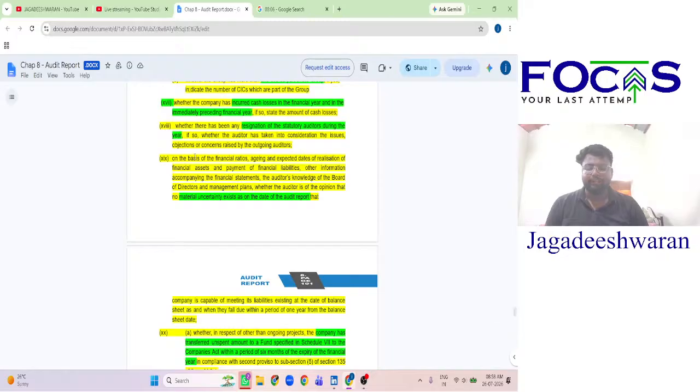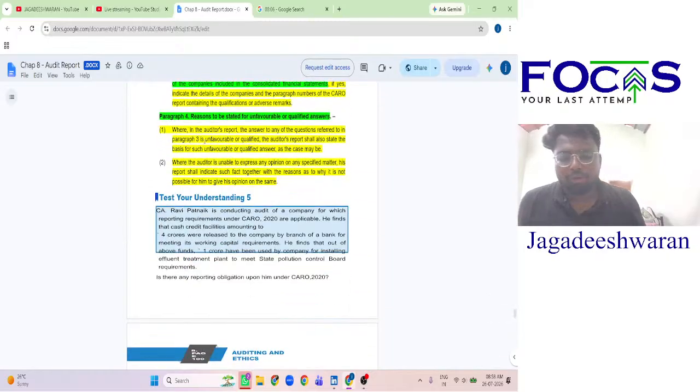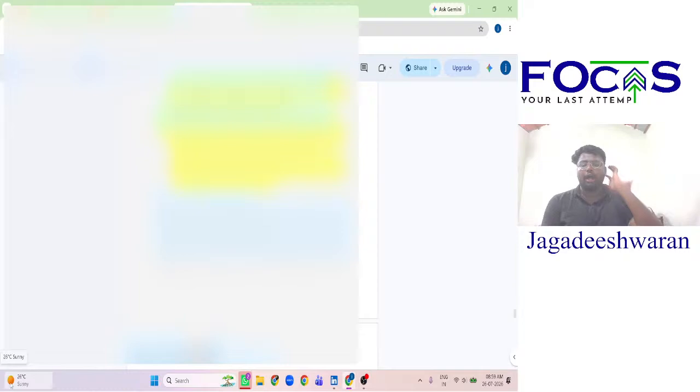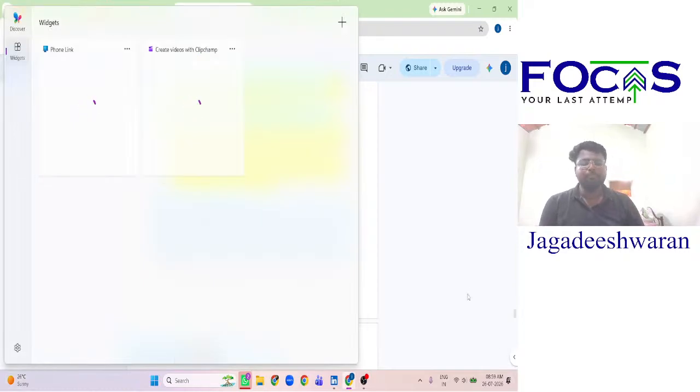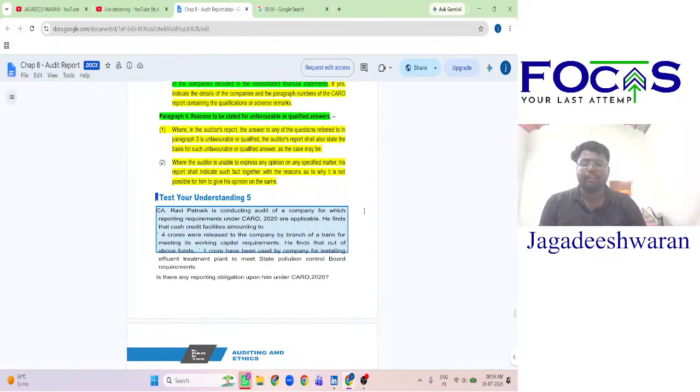We have to study clause 19, 20 and 21. Before that, let us look at paragraph 4. Reason to be stated for unfavorable or qualified answers. So if we give a qualified opinion, we have to give reasons. Okay, fine. So whether in the auditor's report the answer to any of the questions referred to in para 3 is unfavorable or qualified, then the auditor's report shall also state the basis for such unfavorable or qualified answer, as the case may be. So we need to provide the reason.